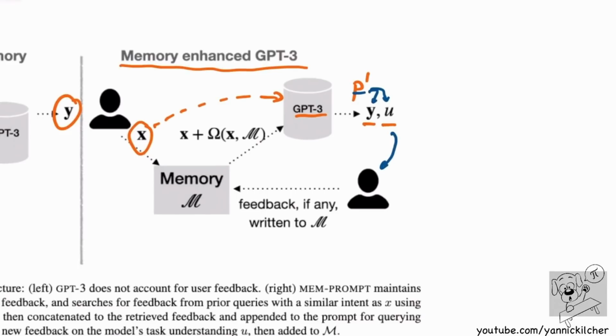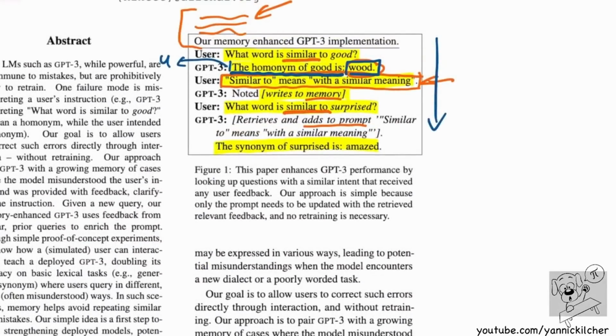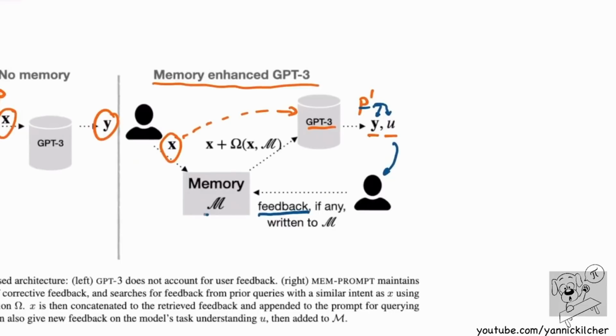If the user is not happy, the user can give feedback to GPT-3. And the user gives feedback in natural language, just like types it up, like, no, I didn't mean this, I meant this other thing. And you have to type it up in a bit of a special way. You can't just say no. I guess you can, but it's best if you write like similar to means with a similar meaning. So you clarify your original question right here. And by doing that, you commit it to the memory.